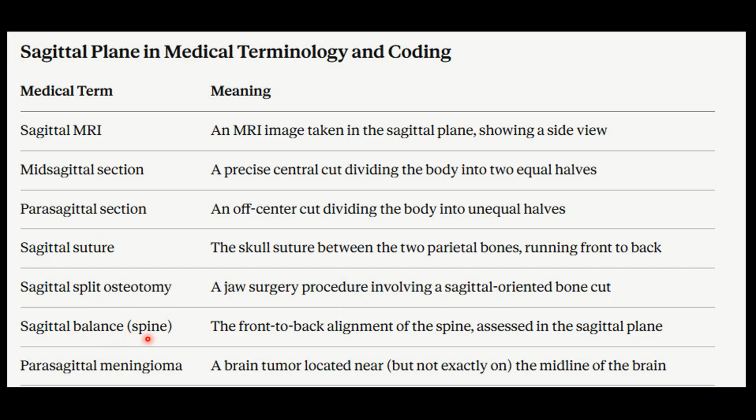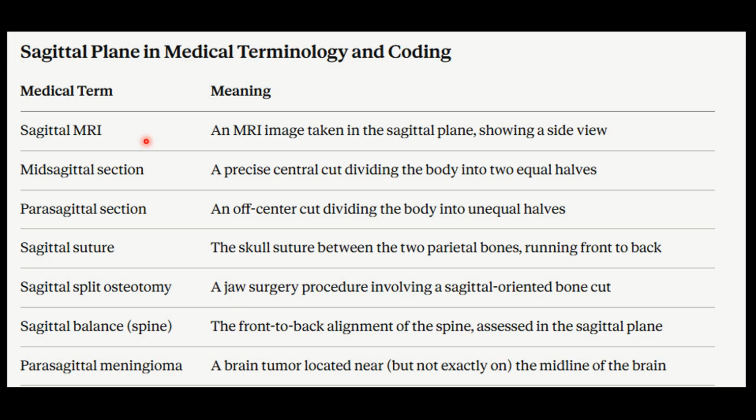Then we have sagittal balance of the spine, the front-to-back alignment of the spine assessed in the sagittal plane. And the last one is parasagittal meningioma, which is a brain tumor located near the midline, but not exactly on it. Not the midline of the body, it's the midline of the brain. So these are just examples that show how the word sagittal is used with terms.